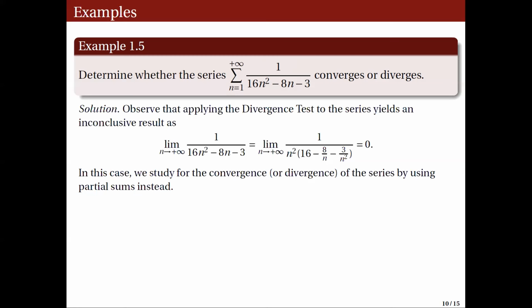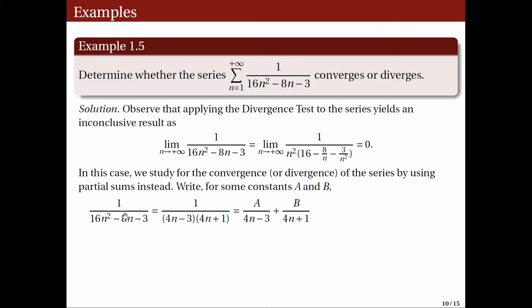So our goal here is to find a closed form formula for the partial sum of this given series. So first, let's write for some constants a and b. So as you can see, we can actually factor out the denominator of our nth term, 16n squared minus 8n minus 3 as follows. We have 4n minus 3 times 4n plus 1. So in this case, our a sub n here can be written as 1 over 4n minus 3 times 4n plus 1. And as you can see, we have two linear factors involved. So this can be written as the sum of a over 4n minus 3 plus b over 4n plus 1 for some constants a and b.